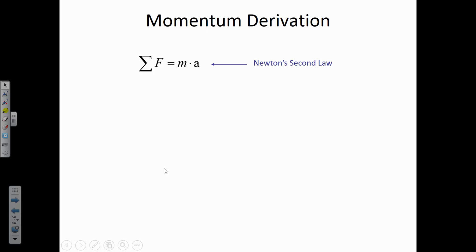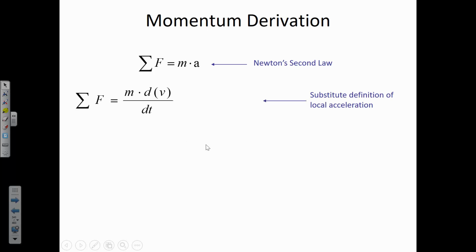Let's look at the derivation of the momentum equation as we're going to be using it in Chapter 6. It starts off with Newton's second law. We all know that when there is a certain mass that's being accelerated, we have to apply a force in order to cause that acceleration. So the sum of the forces acting on a body results in its acceleration.